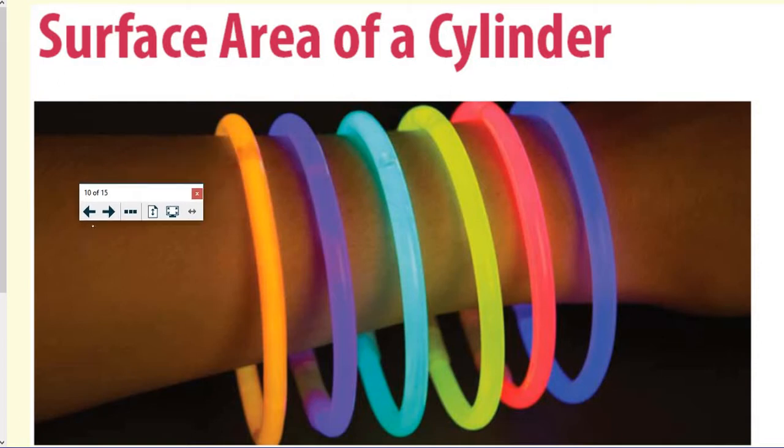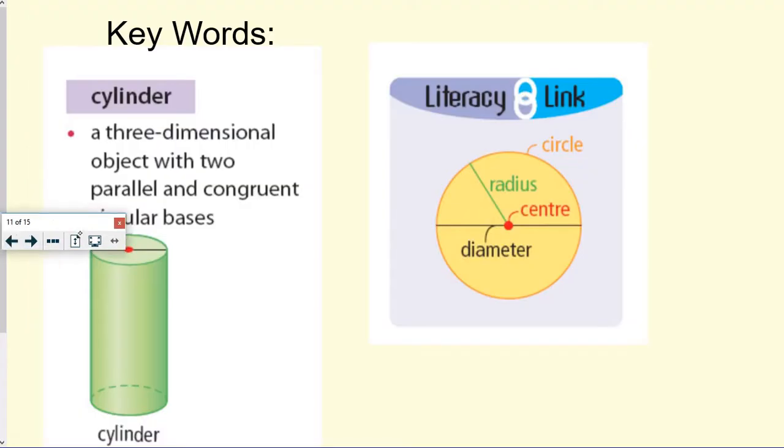This is grade 8, chapter 5, part 3, the surface area of a cylinder. There are two ways to find the surface area of a cylinder. A cylinder is a three-dimensional object with two parallel and congruent circular bases, so two circles and a rectangle as well.